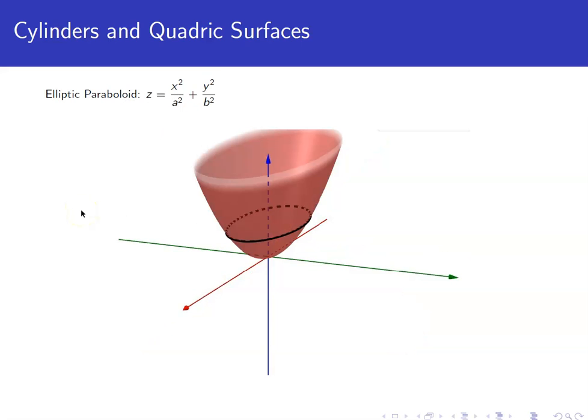Elliptic paraboloid we saw on that previous one. We had y equals x squared plus 4z squared, but we still had that paraboloid idea. This one's written as z equals x squared over a squared plus y squared over b squared. Again, the important part is that we've got a variable to the first power on one side, and the others are squared and added together on the other side.